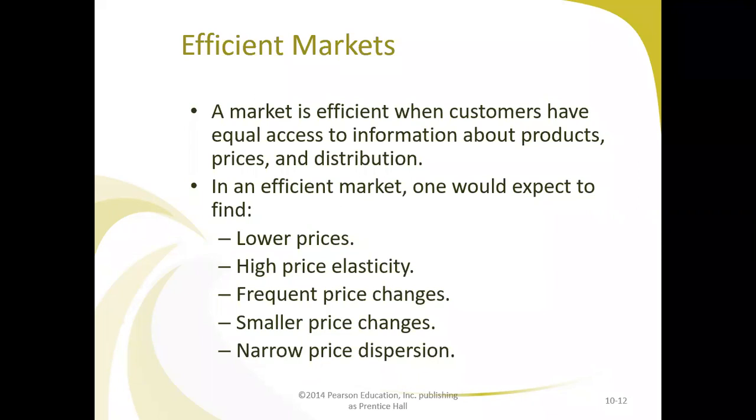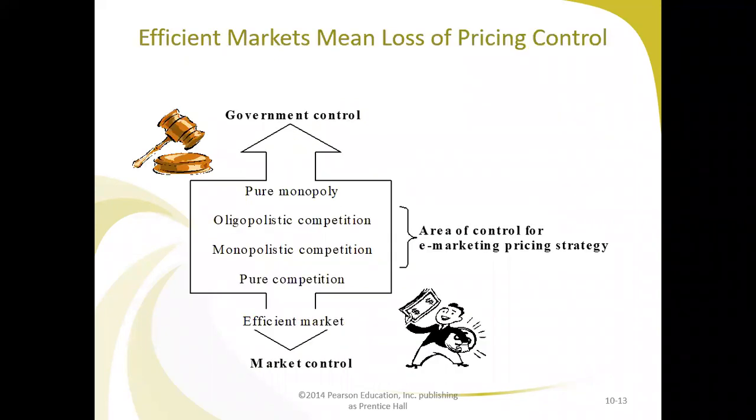So what happens exactly in efficient markets? Obviously, when the market is efficient, you will be looking for lower prices and high price elasticity, because if someone increases the rate, demand will fall to zero. If someone reduces it, he will be in a loss, so he can't do that. So high price elasticity will be there. Frequent price changes happen in this market because of the larger number of customers and sellers. There is narrow price dispersion because of perfect competition. You cannot go very low or very high. So these are the efficient markets.